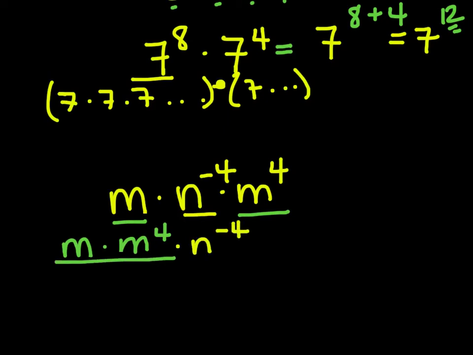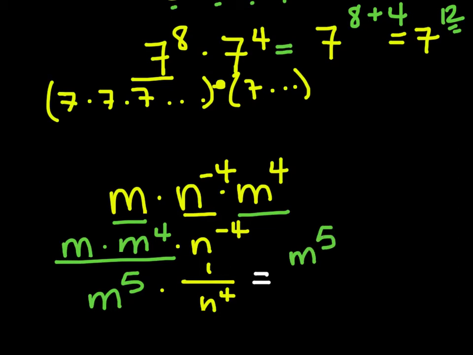So this m times m to the 4th, that's essentially saying 5 m's altogether, so I can rewrite this as m to the 5th. And this n to the negative 4th, we can write that as 1 over n to the 4th power. If you don't understand why you can do that, I suggest watching the 7.1 video that I have already made. So when all is said and done, we can rewrite this as m to the 5th power over n to the 4th power.